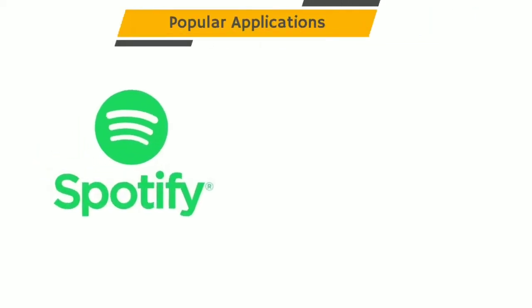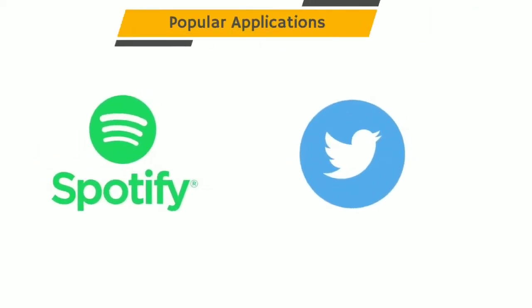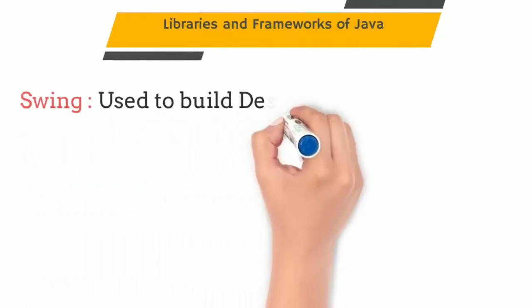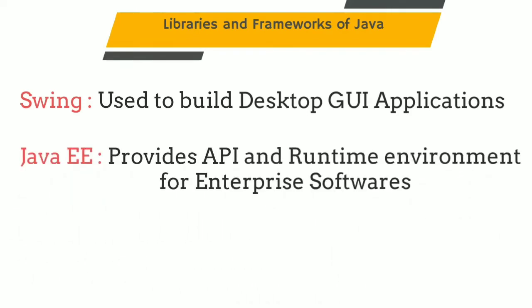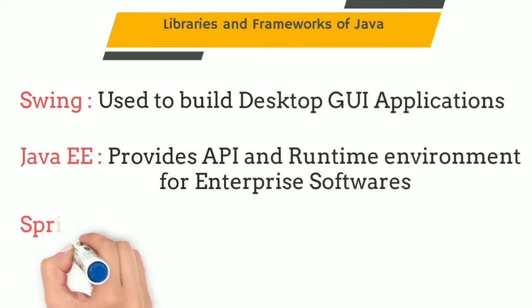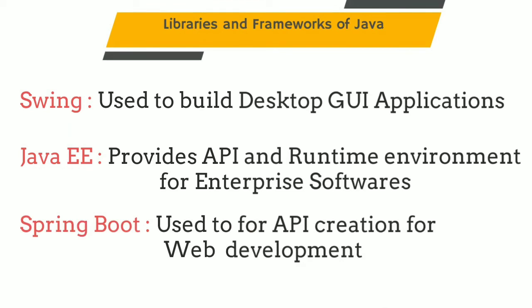Popular applications like Spotify and Twitter are built using Java. Java provides the Swing library to build desktop GUI applications. Java EE, that is Java Enterprise Edition, provides an API and runtime environment for running large enterprise software. You can build APIs using Java. Java is very popular in web app development.